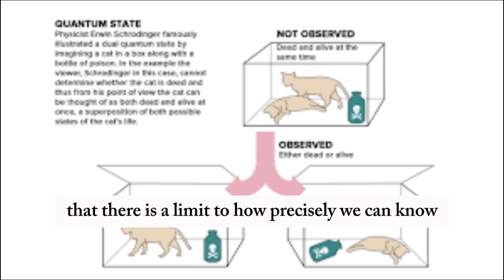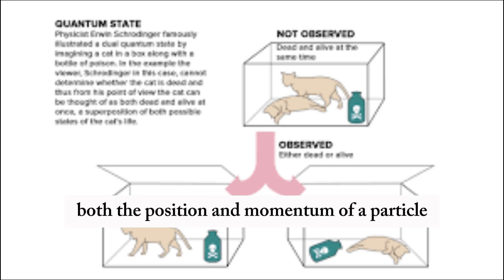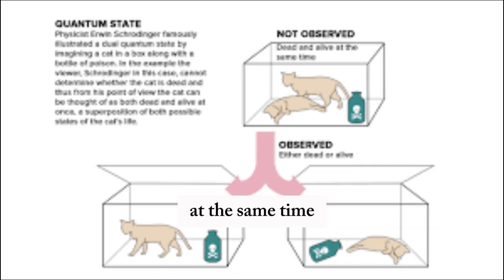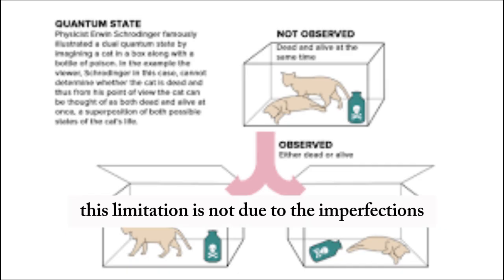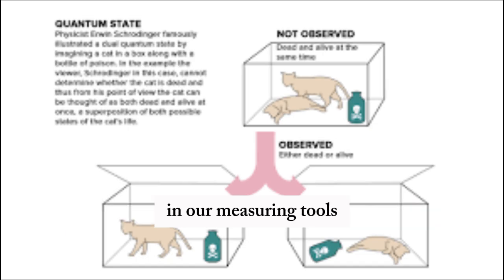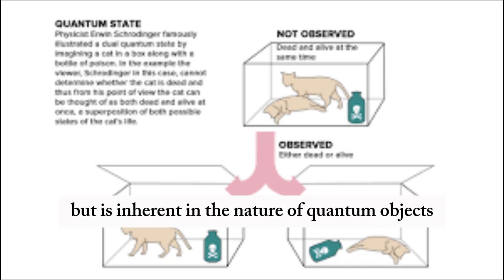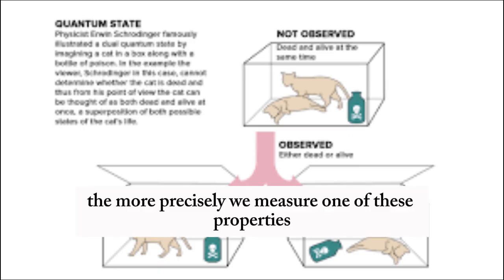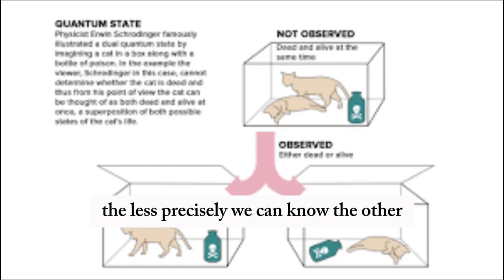It states that there is a limit to how precisely we can know both the position and momentum of a particle at the same time. This limitation is not due to the imperfections in our measuring tools, but is inherent in the nature of quantum objects. The more precisely we measure one of these properties, the less precisely we can know the other.